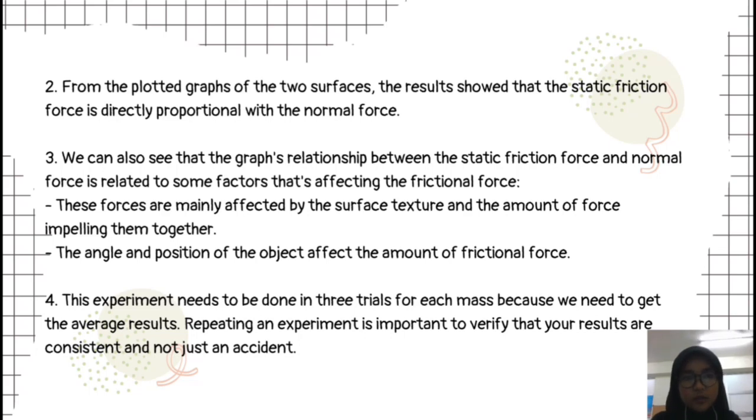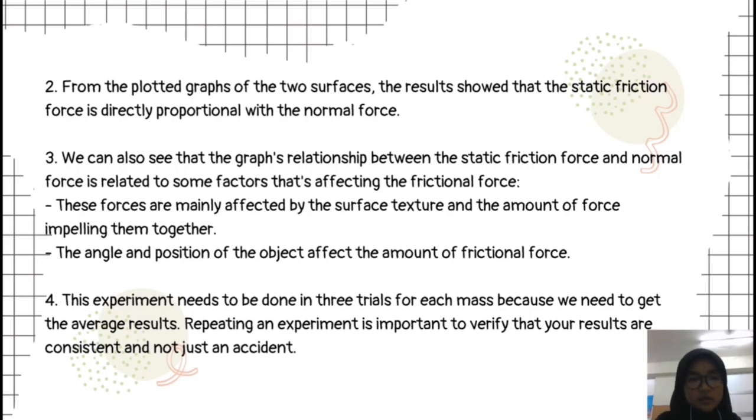From the plotted graph of the two surfaces, the result shows that the static friction force is directly proportional to the normal force. We can also see that the relationship between the static friction force and the normal force is related to some factors that affect the frictional force. First, these forces are mainly affected by the surface texture and the amount of force pressing them together. And second, the angle and position of the object affect the amount of frictional force.